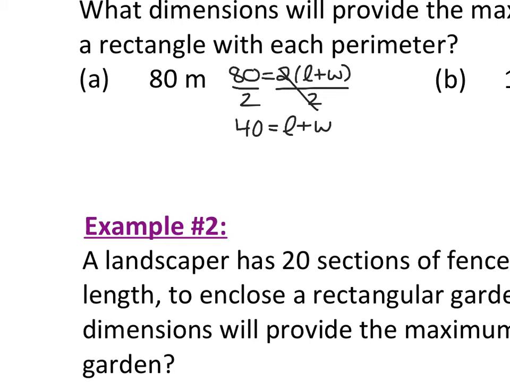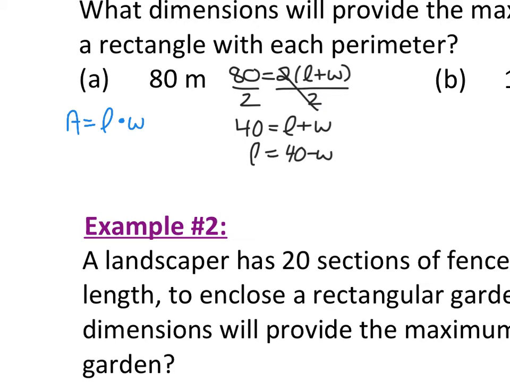So what we've done is we're just rearranging to solve for L. So we're going to go L equals 40 minus W, because essentially all I did was I moved the W to the other side. So now what we can do is replace our area. I'll do this in a different color. Area equals length times width, right?